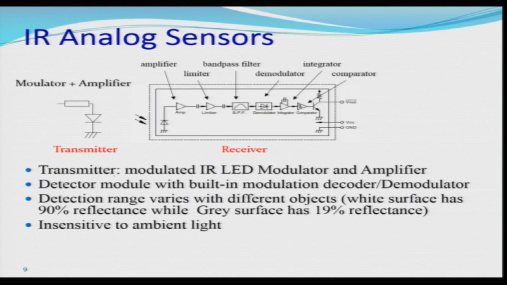As said, the transmitter consists of a modulated IR LED and amplifier. The detector module is built in, and it has a modulation decoder or demodulator. Detection range varies with different objects. White surfaces have 90% reflectance, while grey surfaces have 19% reflectance. And because of this packaging and shielding and other control electronic circuitry, these sensors are insensitive to ambient light, which is a major quality.